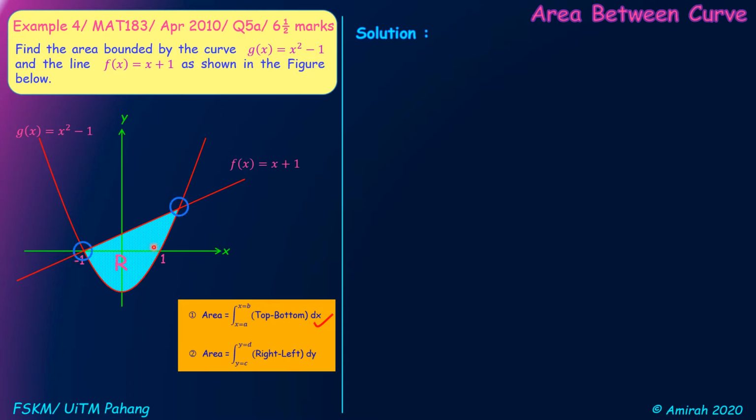This is the intersection point. So we need to find this value on the x-axis. Because to find the area of the shaded region here, we need to find the lower limit and the upper limit. We are already given the lower limit, but now we need to find the upper limit.